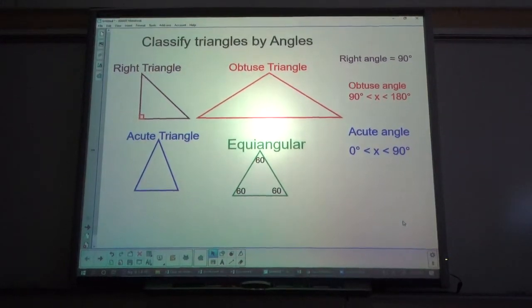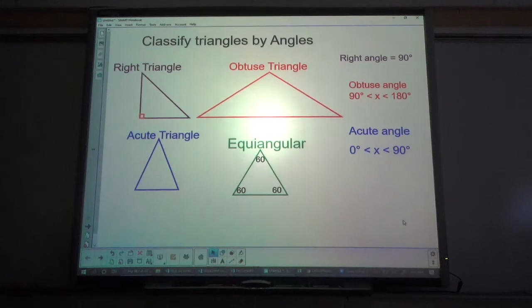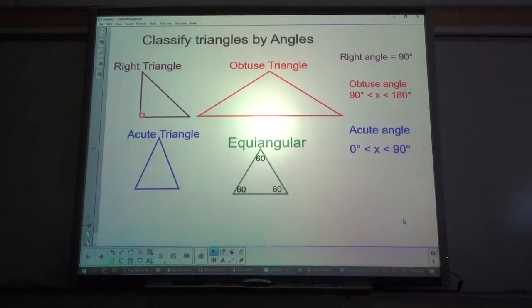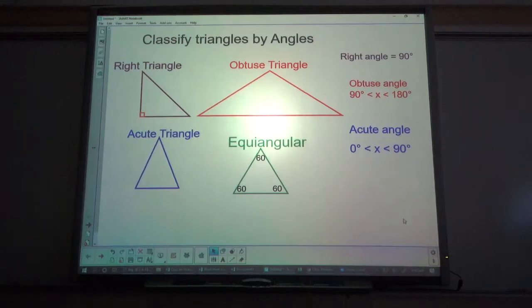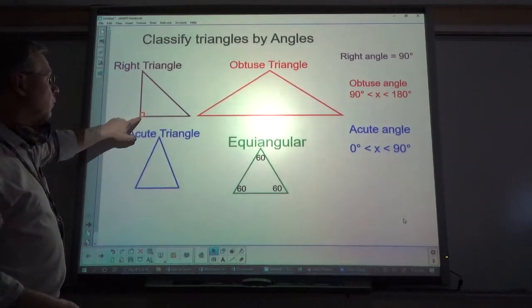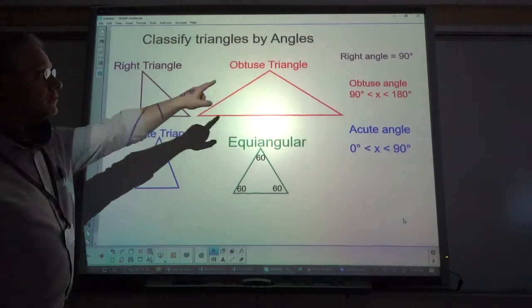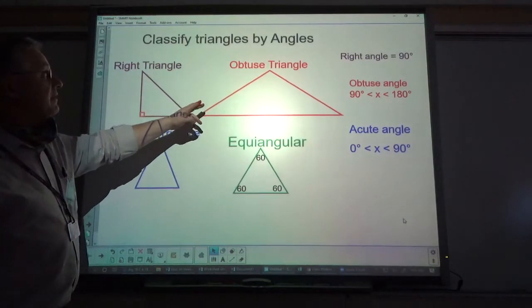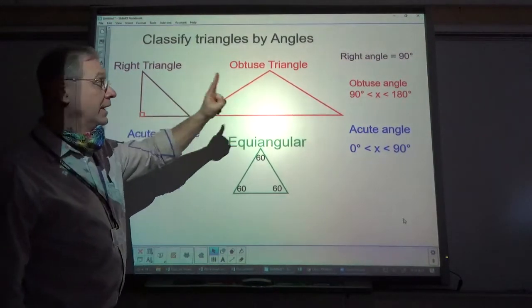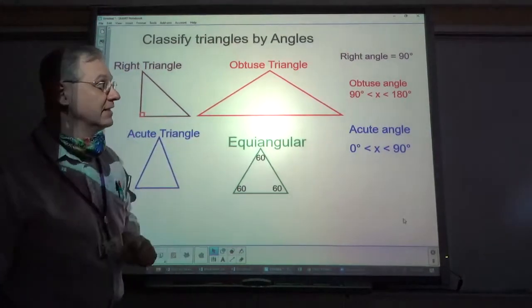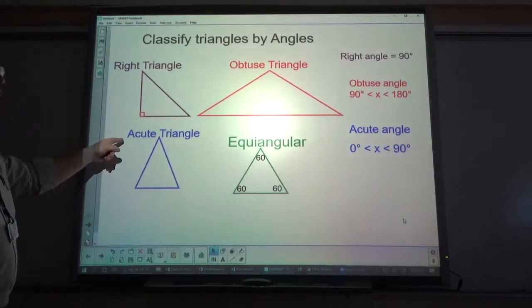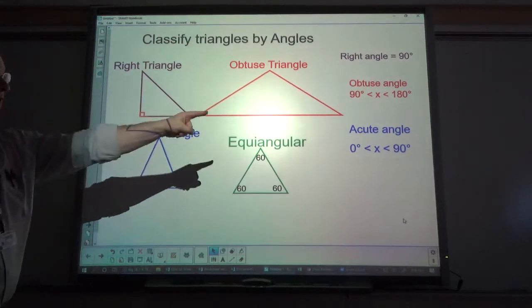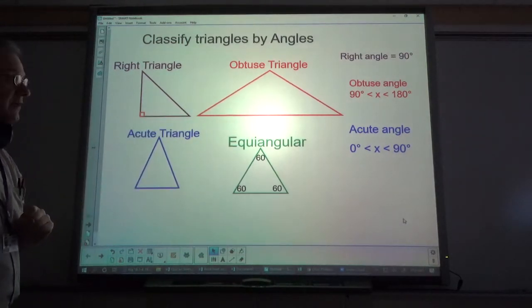All right, so today we're working with classifying triangles by their angles and by their sides. There are several different types of triangles, in fact 4 of the ones that we'll classify by angles. There's the right triangle with one right angle, 90 degrees. Of course, a right angle equals 90 degrees. There's the obtuse triangle, with one obtuse angle, an angle between 90 and 180. There are acute triangles. All the angles are acute, meaning less than 90 but greater than 0.